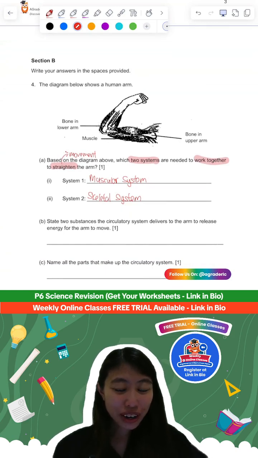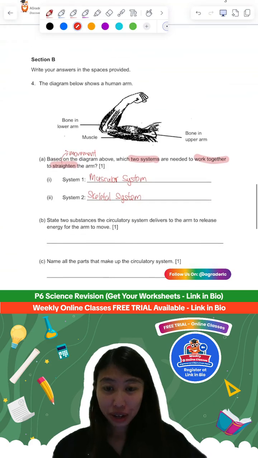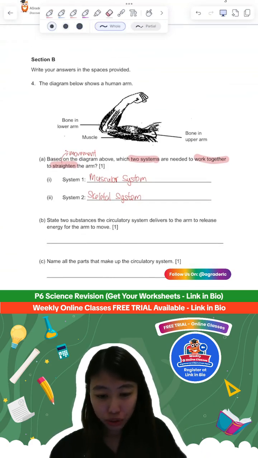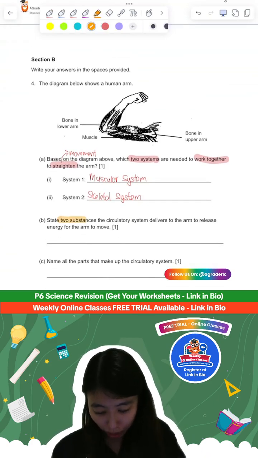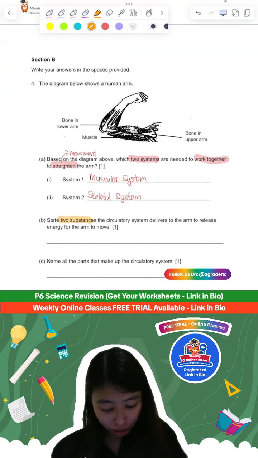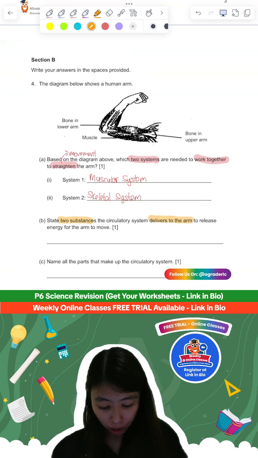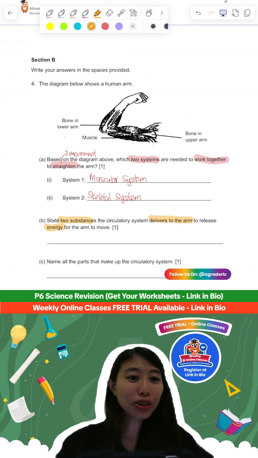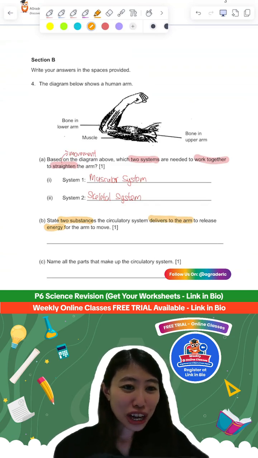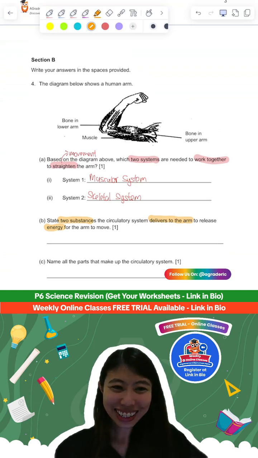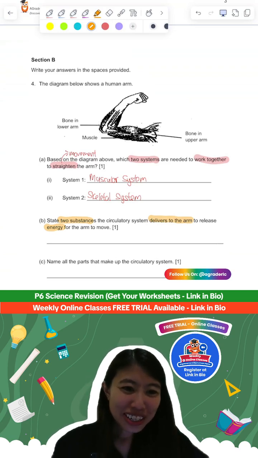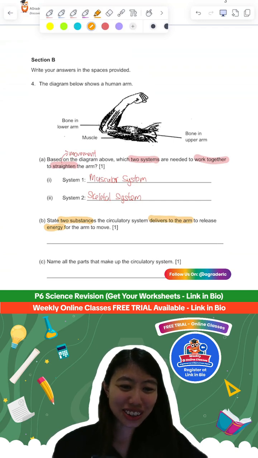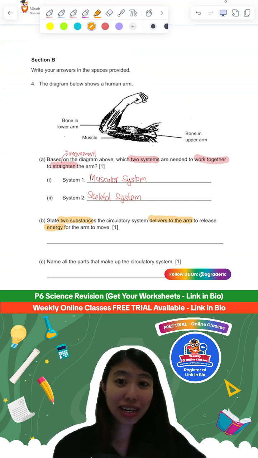Okay, I'm going to move on. Let's look at B now. For B, we are supposed to state two substances that the circulatory system delivers to the arm to get energy to move. Do you all know? Shine, are you still there? I saw you just now. Substance, any substance. What do you think?